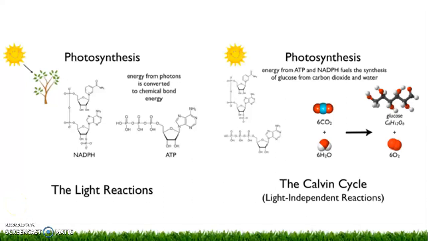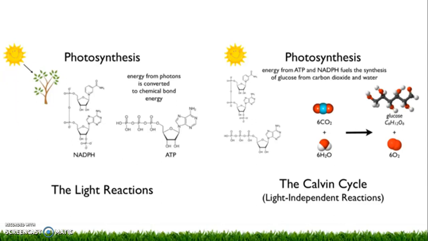In this video, we are going to learn about the light reactions of photosynthesis. In the last video, we learned about what photosynthesis is. So let's have a quick recap. Photosynthesis is energy from the photons, or the light, which is converted to chemical bond energy in the form of NADPH and ATP. These NADPH and ATP are used to fuel the synthesis of glucose from carbon dioxide and water through carbon fixation, which is also called the Calvin cycle.